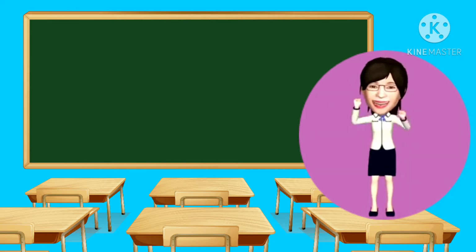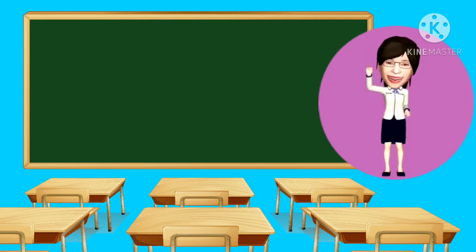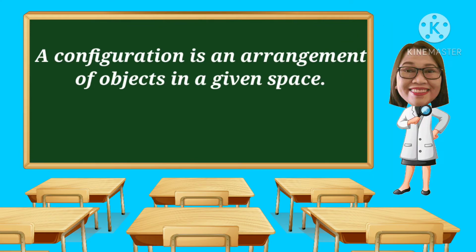How are the seats in your classrooms arranged? Are they lined up neatly in rows, or are they grouped in clusters? A configuration is an arrangement of objects in a given space. Some configurations are more stable than others, meaning that they are less likely to change.